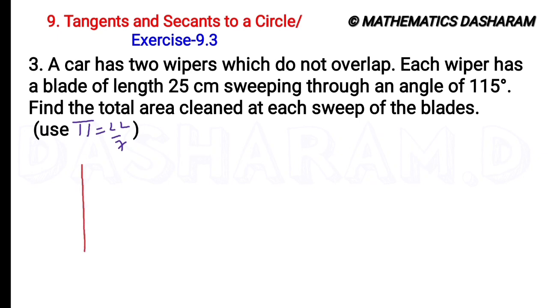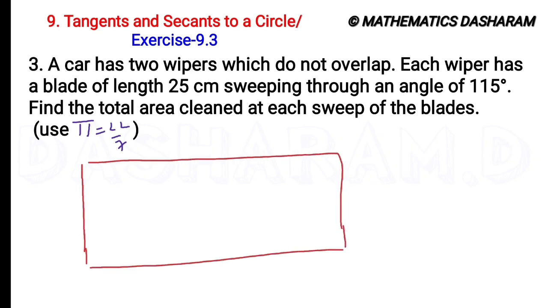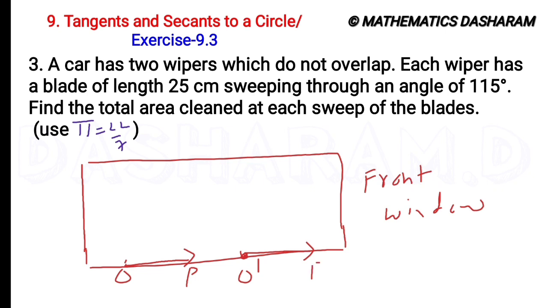So the car front window. Here is a car front window. Here is the first wiper. Here is the second wiper. Here O, here O dash, here take P, here P dash. A car has two wipers which do not overlap. Overlap means they will not meet.